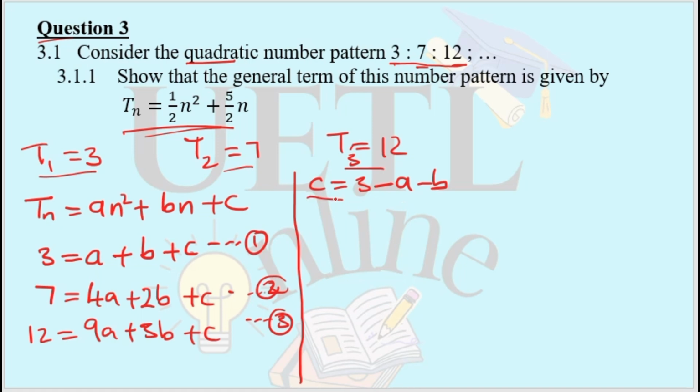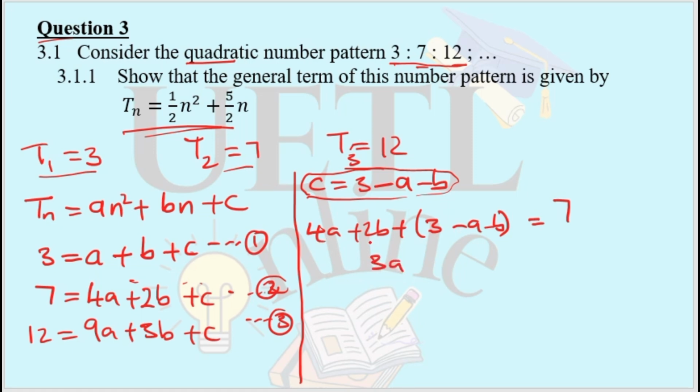We are going to substitute this in the other equations. If you substitute c here, let's put the variables on the left side. It becomes 4a plus 2b plus 3 minus a minus b, which equals 7. We simplify this: 4a minus a becomes 3a, 2b minus b becomes b. Then if we put this 3 on the other side, it becomes 4. So 3a plus b equals 4.